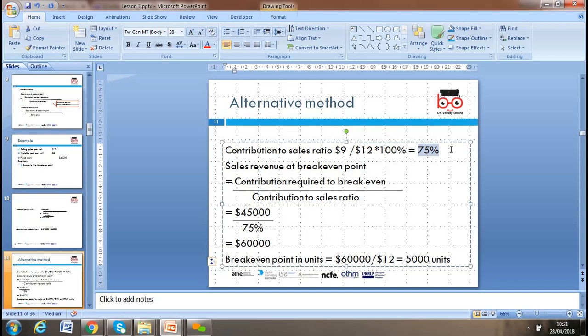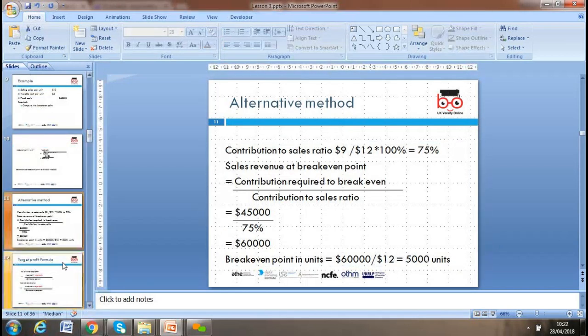Does it make sense? Yes, sir. If I know my fixed cost, I can divide by my contribution ratio and I can calculate our sales revenue at break-even. Then we can divide the 60,000 by our revenue figure per unit, which is the sales per unit, so we can get break-even again. It's the same thing, but the other way around, an alternative method of calculating the break-even point.